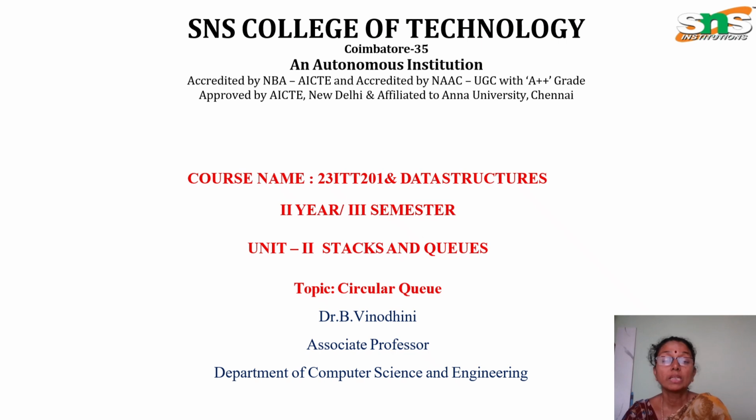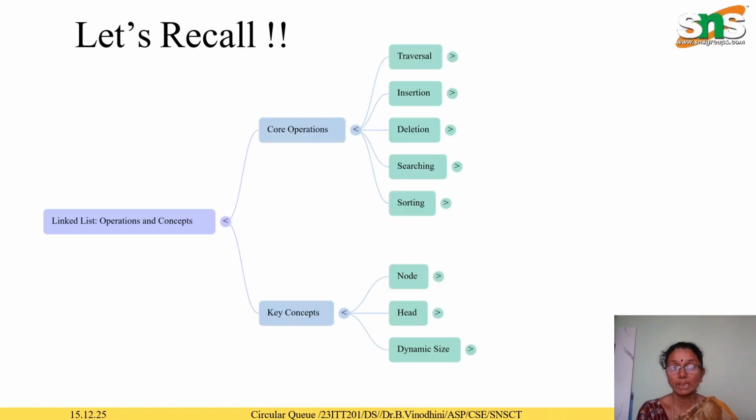Hello everyone. In this video, we will see the topic on circular queue. In the normal queue, we have a front and rear. The rear's next part should contain the null value. In the circular queue, the last element connects to the first element.